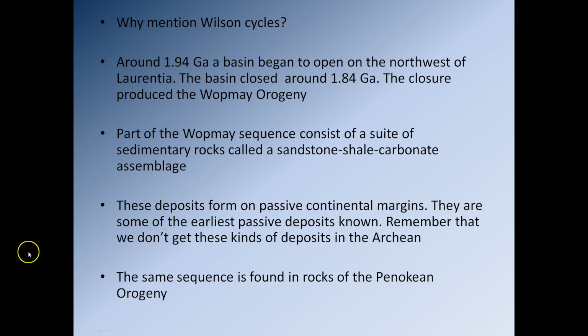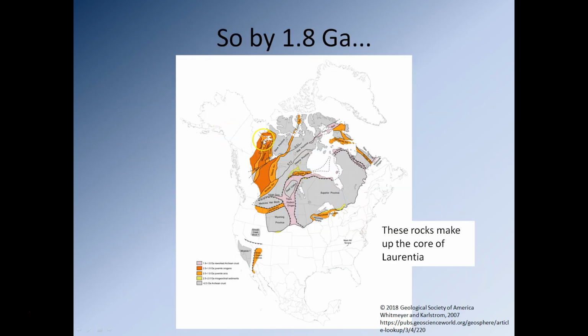Okay, so, well, obviously, why was I going into Wilson cycles? Well, the important thing is that, as I said, we begin to see Wilson cycles starting and adding extra mass along the margins of Laurentia during this time period. So around 1.94 billion years ago, we see one of these ocean basins beginning to develop along the northwestern portion of Laurentia, so up here.